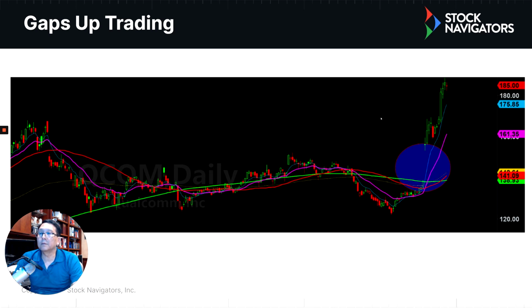Another one is, for example, Qualcomm, QCOM. As you can see here, recently they had good earnings, and then they broke out and continued to head north in the direction of the trend.